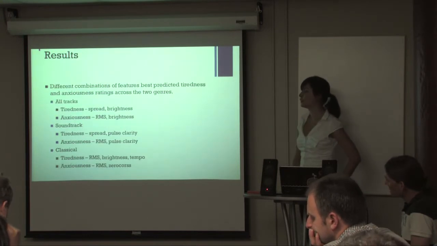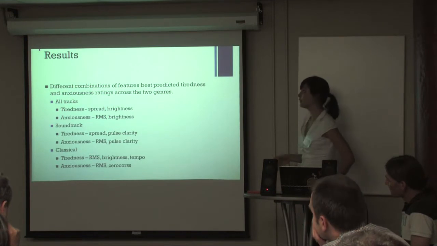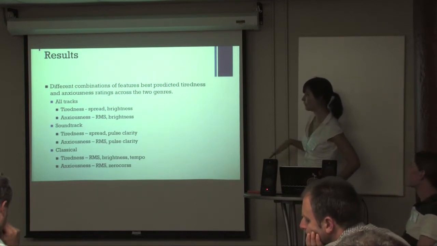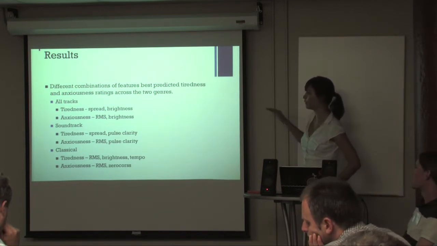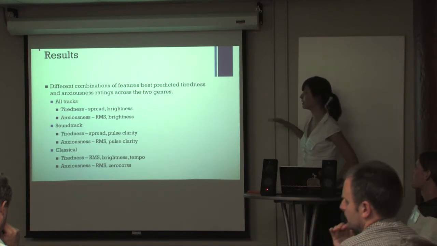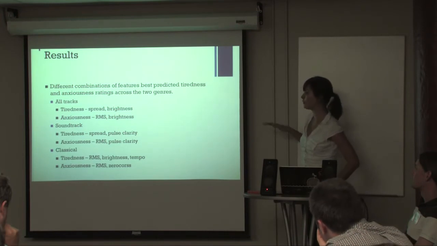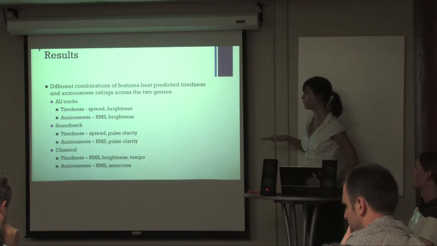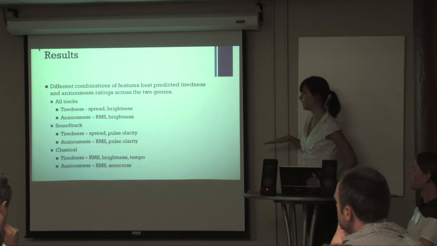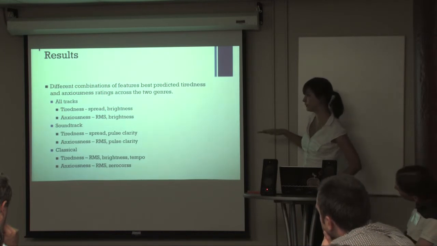So what we found was, much like in Aurola's 2011 study, features did act differently across different genres. So when we looked at all tracks combined, spread and brightness predicted tiredness, and RMS, rhythmic square and brightness predicted anxiousness. In soundtracks, spread and pulse clarity predicted tiredness, whereas rhythmic square and pulse clarity predicted anxiousness. And in classical music, rhythmic square, brightness, and tempo predicted tiredness, and rhythmic square and zero cross predicted anxiousness.